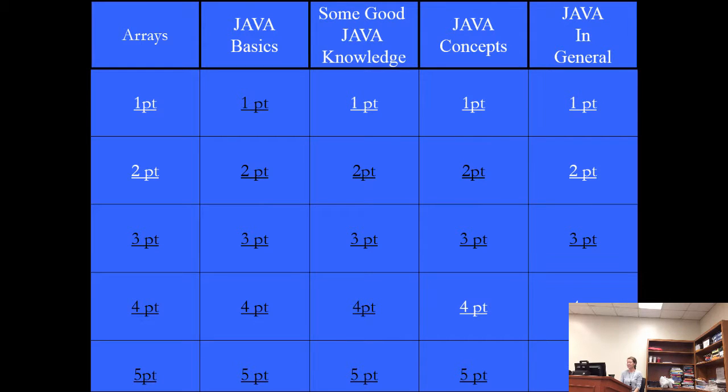All right, consider the following array. What's the last index of A?